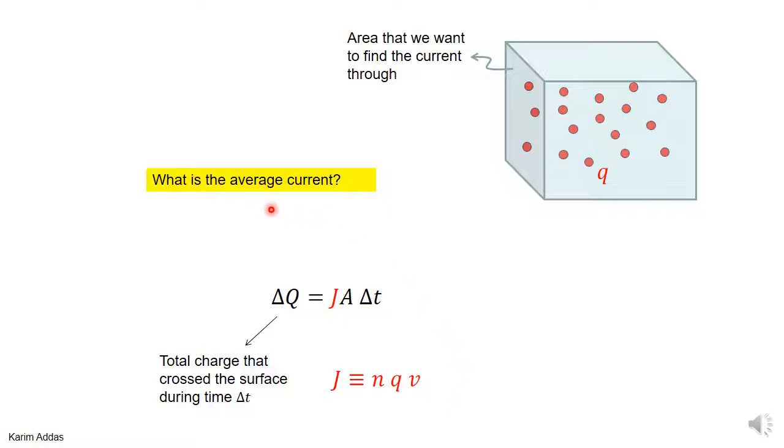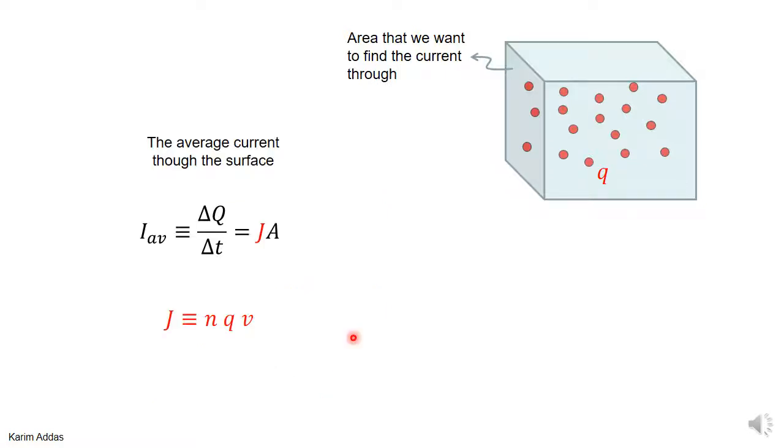So what is the average current during this amount of time? Well, average current is delta Q divided by delta t. When you divide delta Q by delta t, the thing that's left is J times A. So the average current through the surface is just J times A, where J is this quantity, called the current density because it's the current divided by the area. You have the current I divided by the area, you get J. So J is the current density, it's the current per unit area.